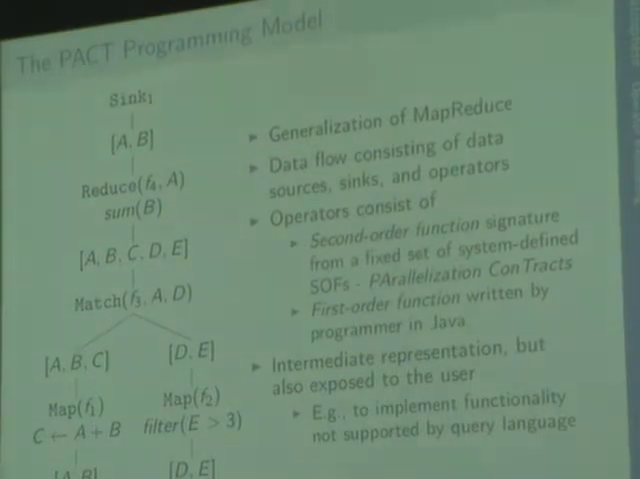What's important to notice also is that this PACT programming model, where you have data flows and user-defined functions in Java code, is an intermediate representation, because normally you would write a query in our query language and it's compiled down to this intermediate representation, optimized, and run on the Nephele engine. But you can also use this to implement functionality that is not implemented by the query language. So this is where it gets more powerful than SQL, because you can write general purpose code in these operators.